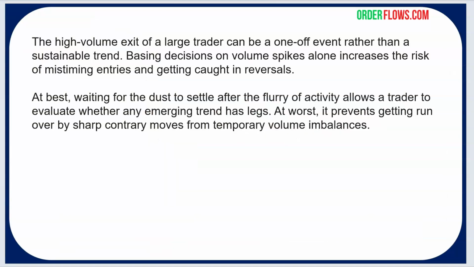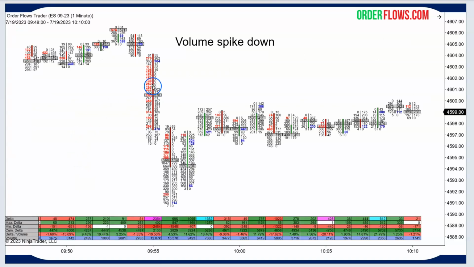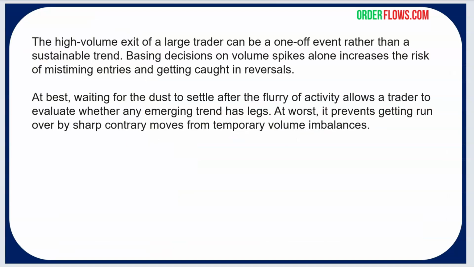The high volume exit of a large trader, either to the upside or to the downside, can be a one-off event rather than a sustainable trend. Basing decisions on volume spikes alone increases the risk of mistiming entries and getting caught in reversals, right? You don't want to be, oh, these selling imbalances, they're aggressively selling, I got to get short. You get short down here at 92. Two minutes later, trading 8 points higher, 45.99. That's not what you want to be positioned in.